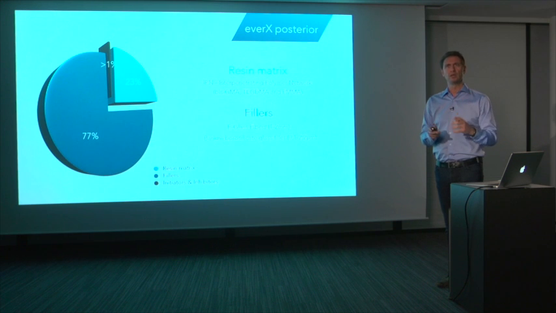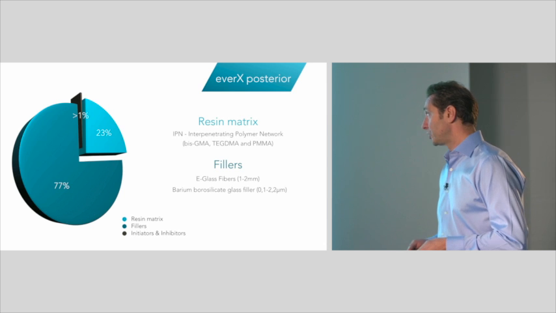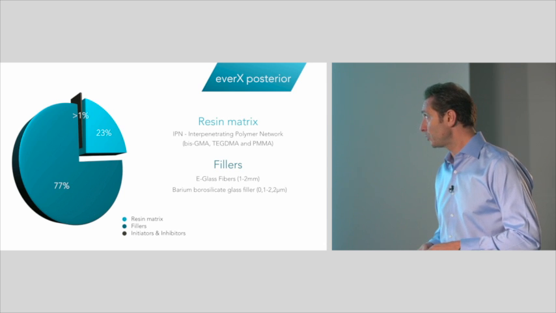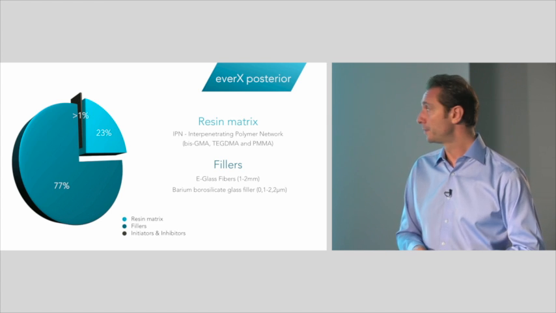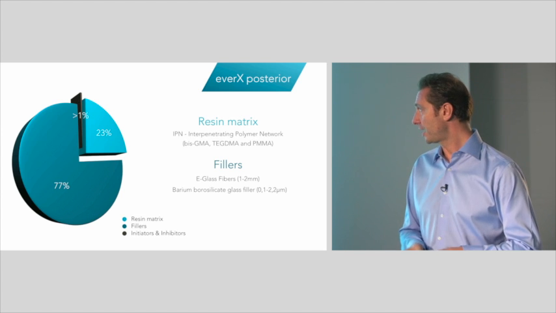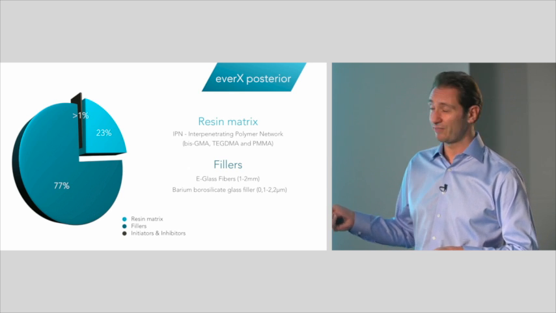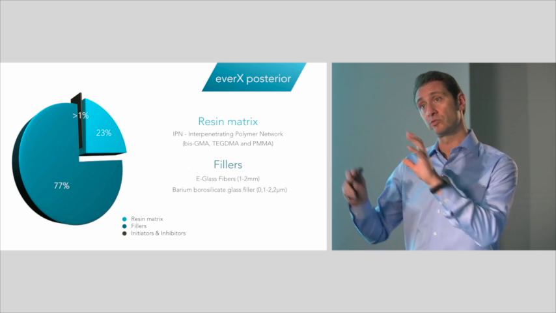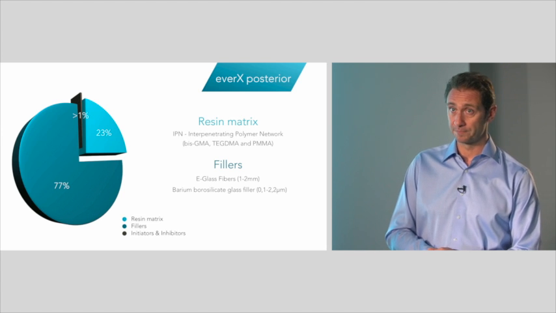To give you a short, clear overview of the material, it consists of a resin matrix. Of course, it's a composite, so 23%. It's an interpenetrating polymer network. And then we have some fillers. It's some e-glass fillers and also some glass fillers, which can make up 77% of the material. And then we have the third big part. It's the initiators and inhibitors.